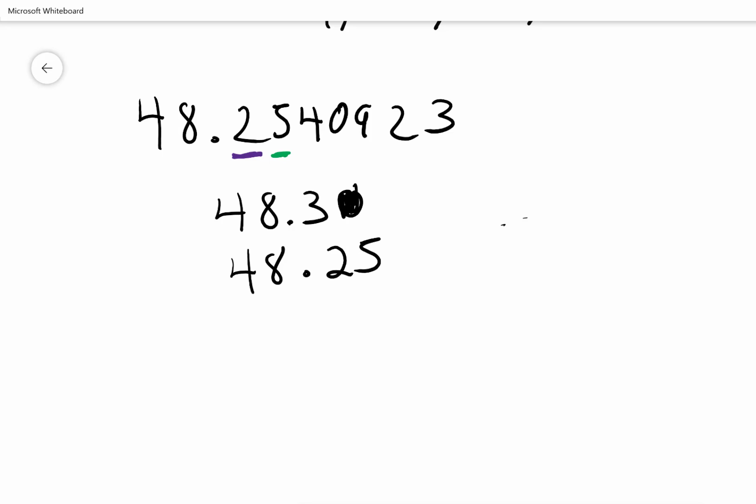So remember, it goes tenths, hundredths, thousandths, 10,000ths, 100,000ths, millionths, 10 millionths, and so on. Remember, there is no oneth in a decimal place. It starts with tenths.